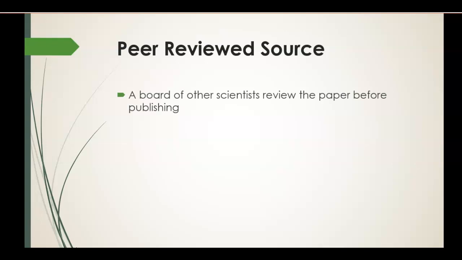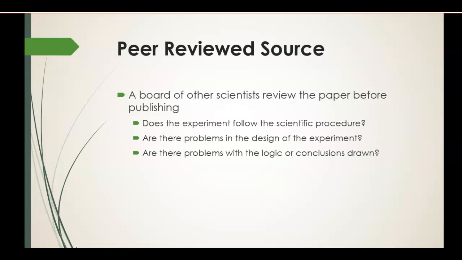A peer-reviewed article means the article is submitted to an academic journal where a board of peers, or other experts in the field, review the article. This peer-reviewed board evaluates the article, asking questions such as, does the experiment follow the scientific procedure? Are there problems in the design of this experiment? Are there problems with the logic or conclusions drawn? If they find problems with the study, they will not publish it. For this reason, we frequently talk about peer-reviewed literature being the most reliable source of information.